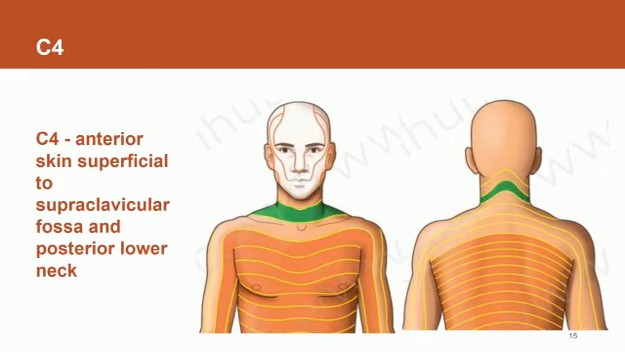C4. C4 is from the medial clavicle directly across the acromioclavicular joint.